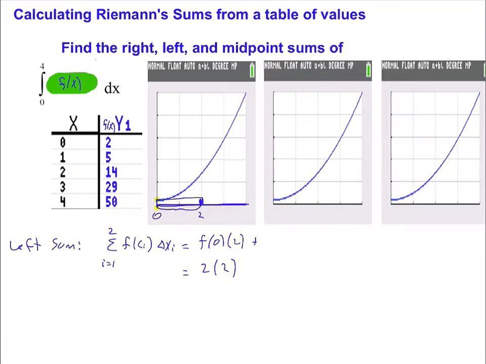And then I'm going to add to that the next product of a y value times an x distance. And again, I'm going to use the leftmost x value from within that interval to find the y value that I'm going to use to build a product. So it's going to be the y value when x is 2 times the x distance, which again is 2. And this time, the y value we'll use is 14. So this is 4 plus 28, which is 32. So my left sum says that this definite integral is 32.